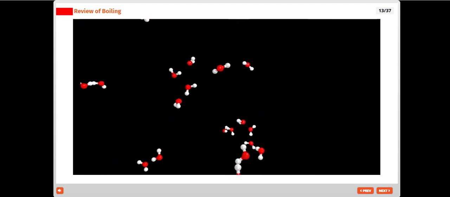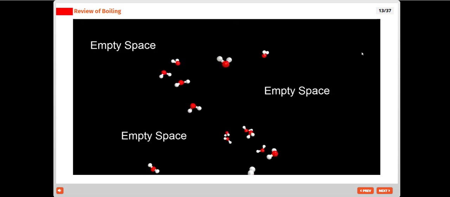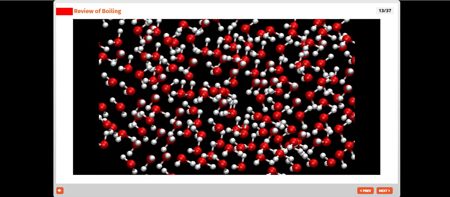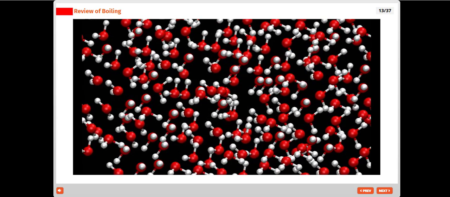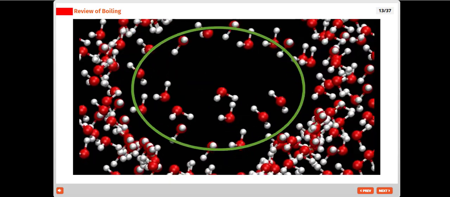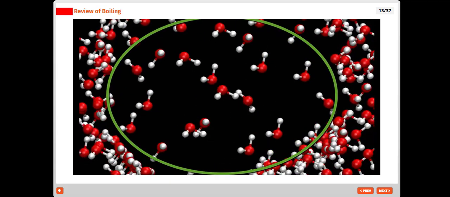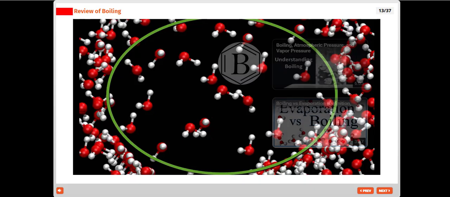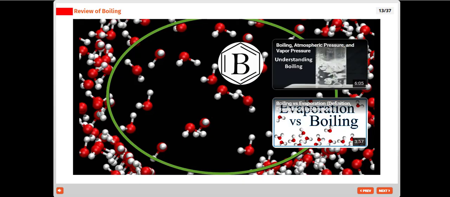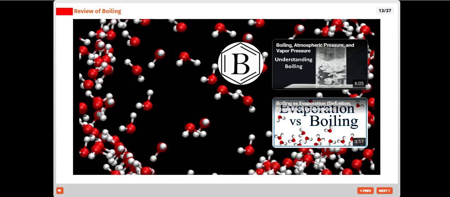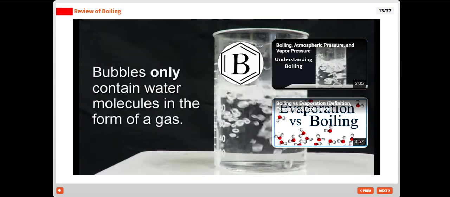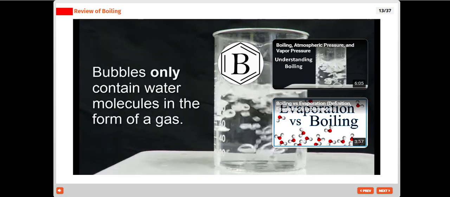To understand why bubbles form during boiling, imagine a group of water molecules, and as you add heat, some of them spread out and form a gas, water vapor. When they spread out, they push the molecules around them away, and that forms the bubble that you see. That bubble rises to the surface. That's boiling. Remember, there are only water molecules in those bubbles. They're very energetic water molecules in the form of a gas, which we call water vapor.